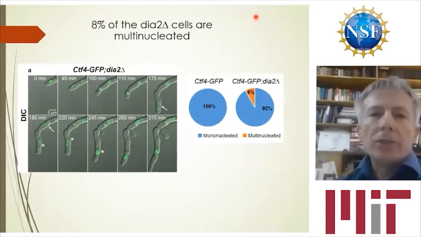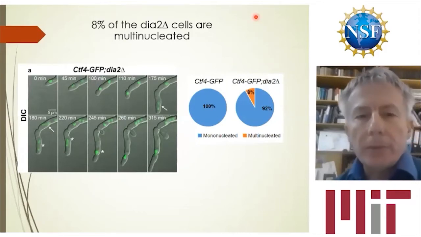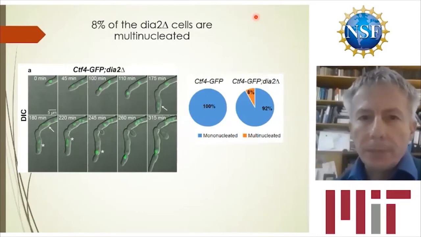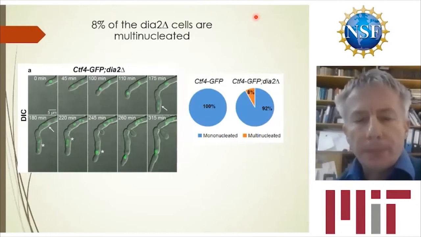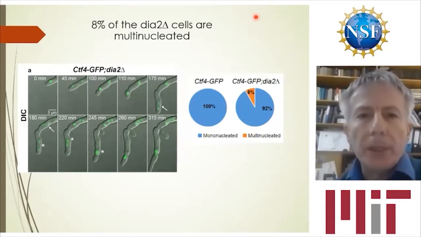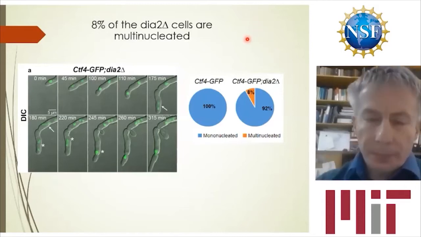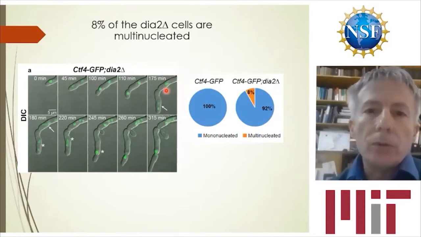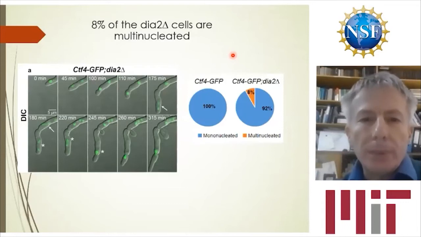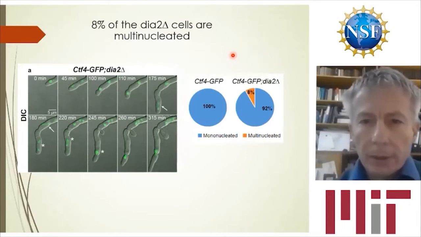It was found actually that DIA2 participates in the pseudo-hyphal filamentous growth. However, in typical pseudo-hyphal filamentous growth, the cells are still mononucleated, which is completely different than what we see in the DIA2 deletion cells.